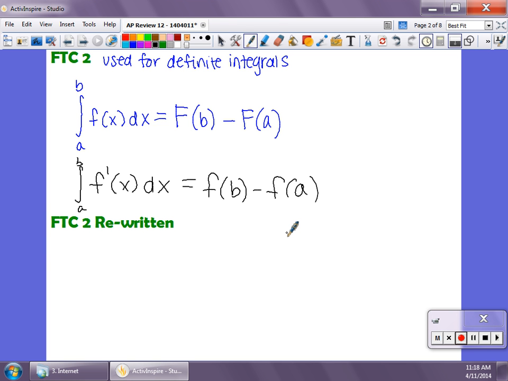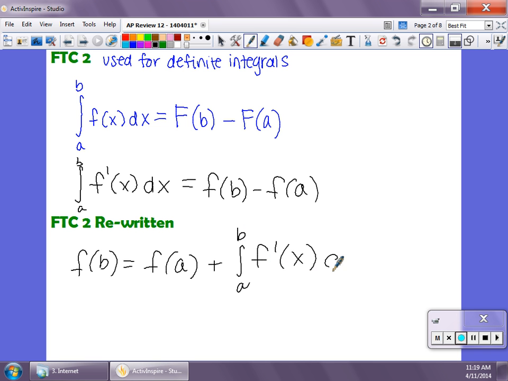That plus c. We don't use a plus c when we do a definite integral. You actually can use it. It cancels out if you do. Okay, that's why we don't do it. All right, FTC rewritten. So rewritten means instead of writing it this way, they may ask you to find f of b, which is the same as taking f of a plus the integral from a to b of f prime of x dx. And that's the one that most of you use incorrectly. You forget about it.